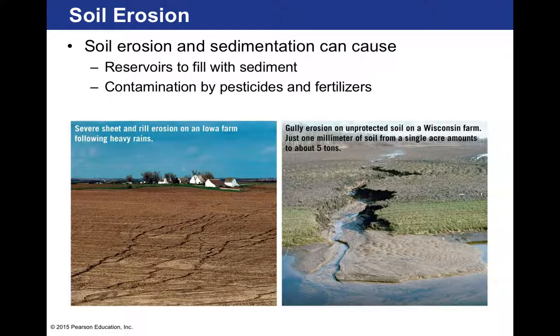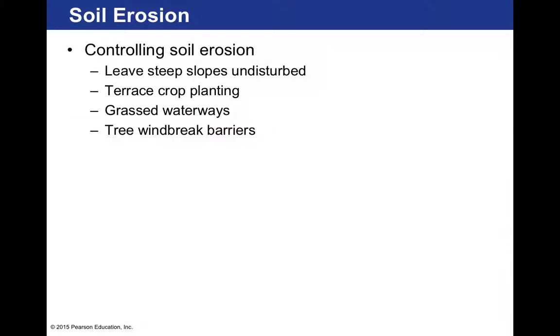So here are just some pictures of soil erosion and what sedimentation can cause. You have a reservoir to fill with sediment, and contamination by pesticides and fertilizers. These are just some pictorial examples of different types of soil erosion that could occur due to climate changes and also due to moving water.